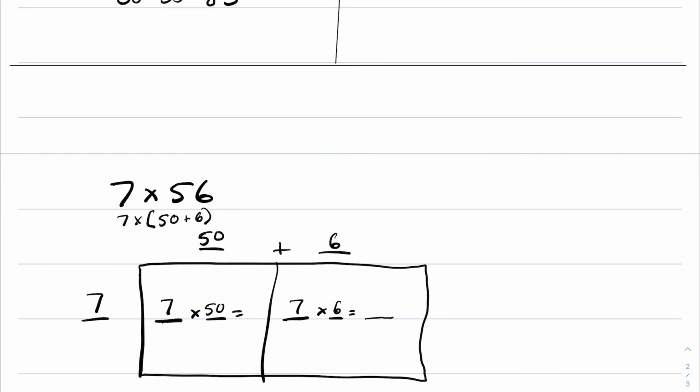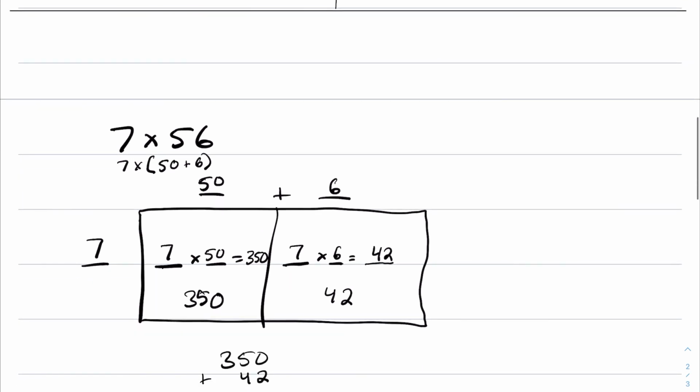When we multiply 7 times 50, we're going to add our 0. 7 times 0 is 0, 7 times 5 is 35, so we get 350. Then we do 7 times 6, which equals 42. We take our partial products, 350, and add it to our 42. We get 0 plus 2 is 2, 5 plus 4 is 9, and 3 plus nothing, we get 3. So 7 times 56, we're going to get the product of 392.